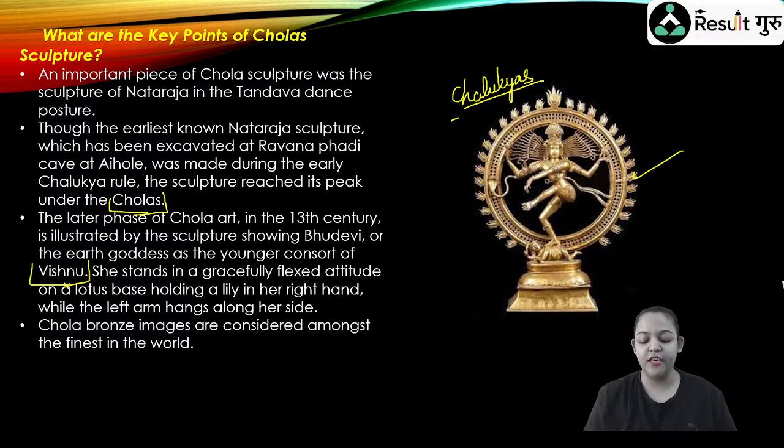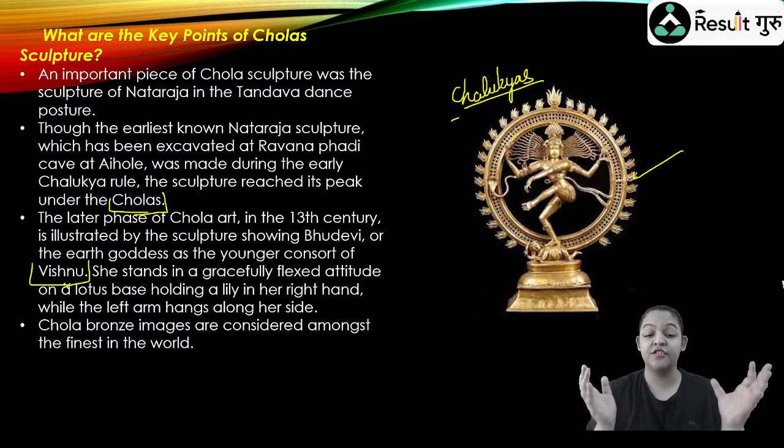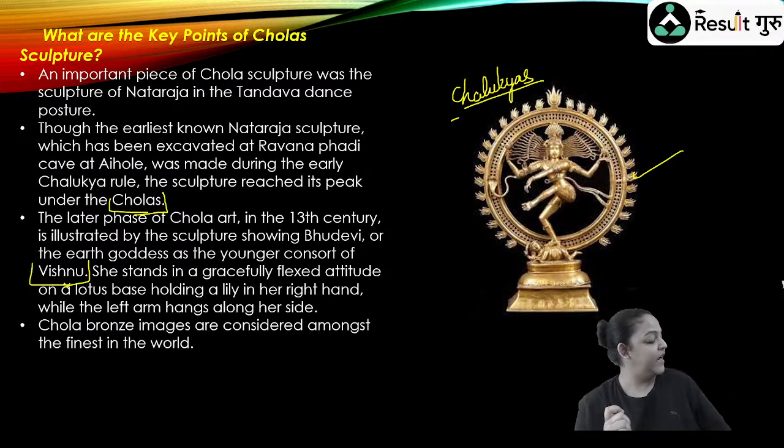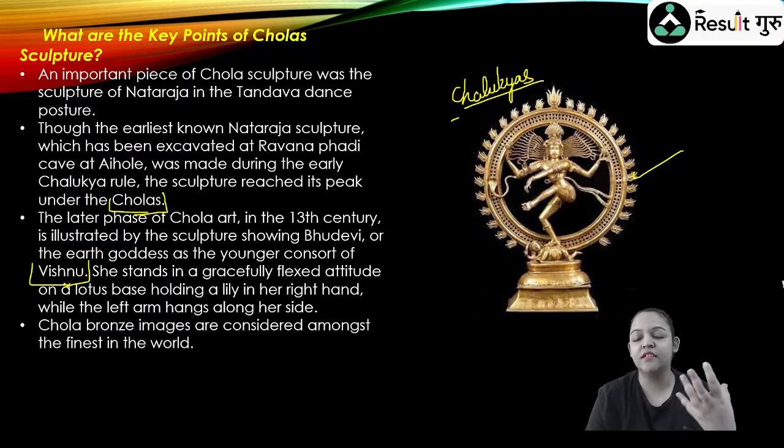So what is she holding? She is standing gracefully on a lotus. She is holding a lily in one hand. The left hand is left very free, on her side. So this was the later part of Chola sculpture. This is a very important sculpture that they had gotten sculpted.